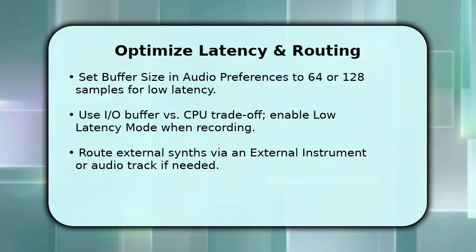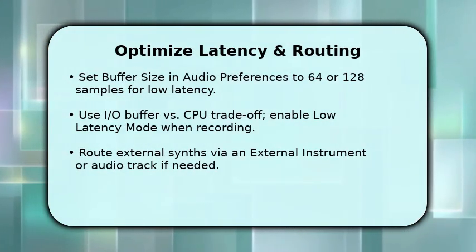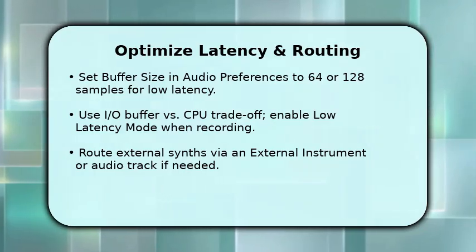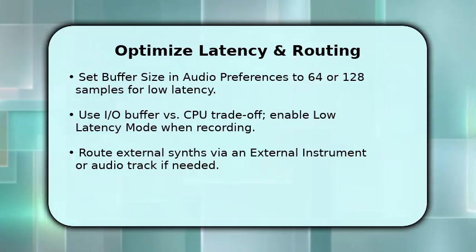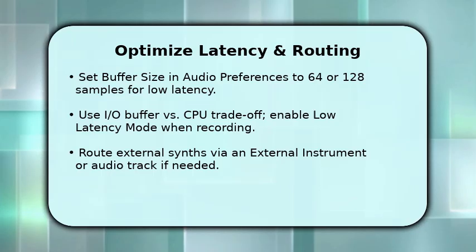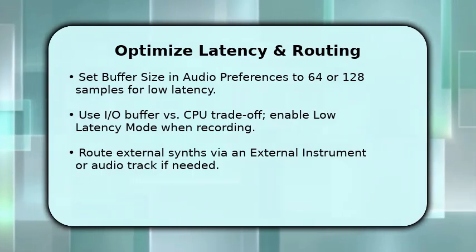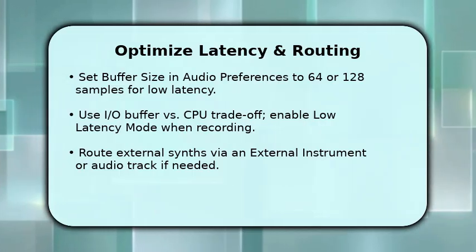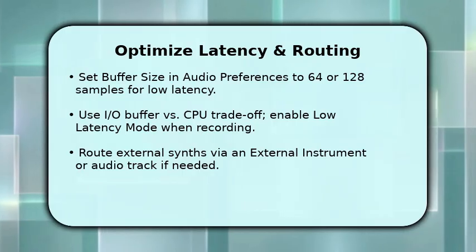Now optimize audio and routing so your performance feels tight. Open Audio Preferences and reduce the I/O buffer size to 64 or 128 samples. This cuts round-trip latency. Make sure the sample rate is sensible, 44.1 or 48 kHz, so CPU stays manageable. If you're running many plugins, enable low latency mode while recording to bypass look-ahead effects.